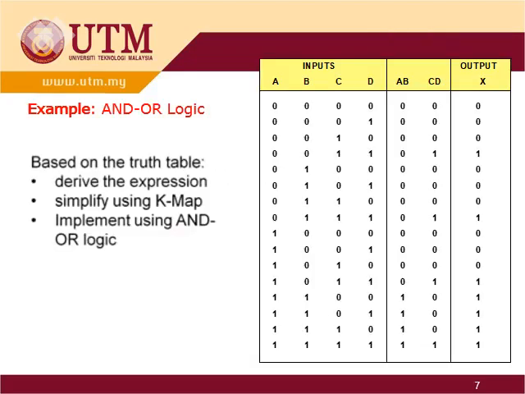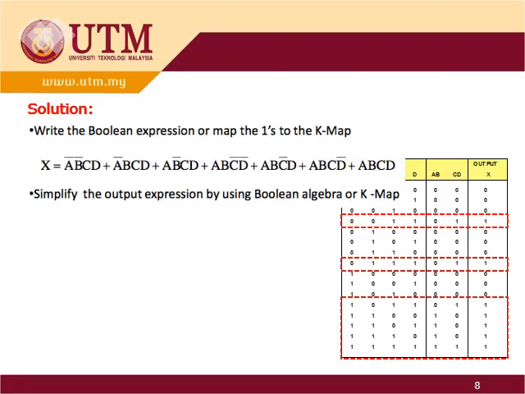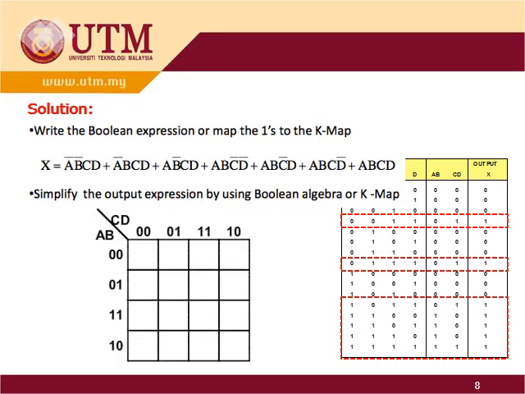Let's look at one example here. How did I teach you before? To use an SOP expression, AND/OR logic, we search for the active high output, which is all the ones. So the easiest way is to draw a K-map. Normally, how do we do that? We can write the Boolean expression, either using Boolean algebra or K-map.